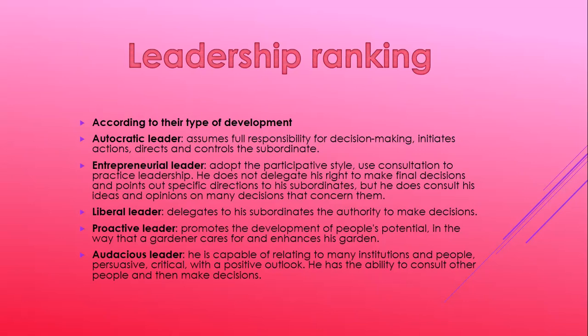Liberal leader delegates to his subordinates the authority to make decisions. Gardener leader promotes the development of people's potential, in the way they care for and enhance their garden. Audacious leader, with power in many institutions, is persuasive, critical with a positive outlook, and has the ability to consult other people and the team to make decisions.